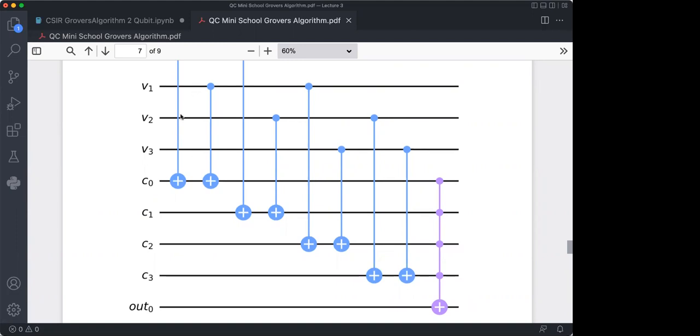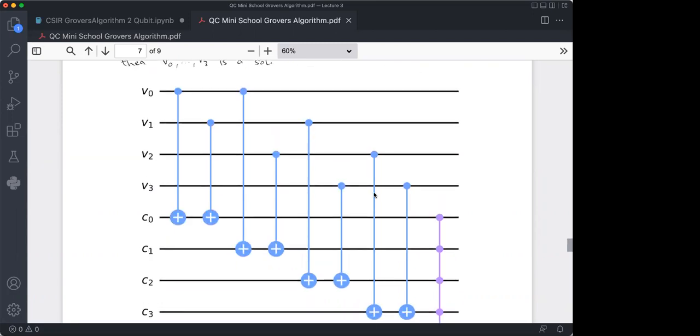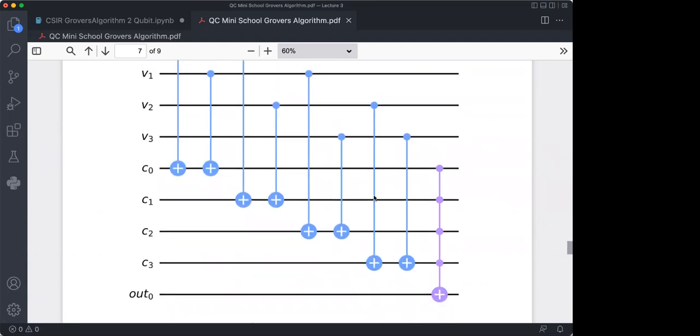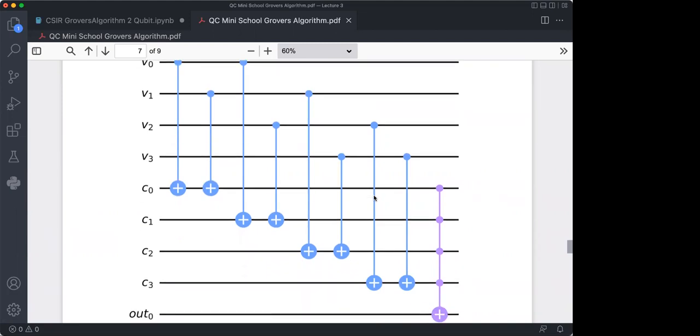So we want all of these conditions to be satisfied, which means we want all these qubits to be in the state 1. And if all of these are in the state 1, then we should apply X to our out 0 qubit. By checking if out 0 is either 0 or 1, we can determine whether or not we have a solution to our Sudoku. If it's 0, we don't. If it's 1, we do. So this is the full checking circuit that we're going to consider, and it checks the conditions of our Sudoku problem and tells us if the state of our variables V0 to V3 satisfies the Sudoku problem.